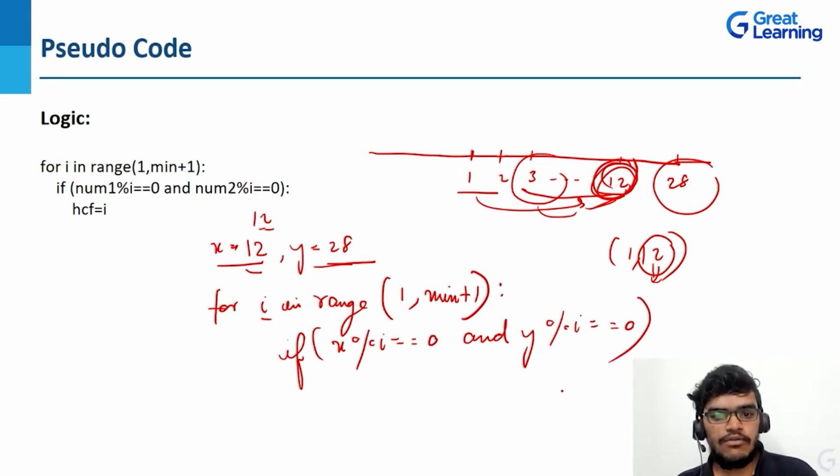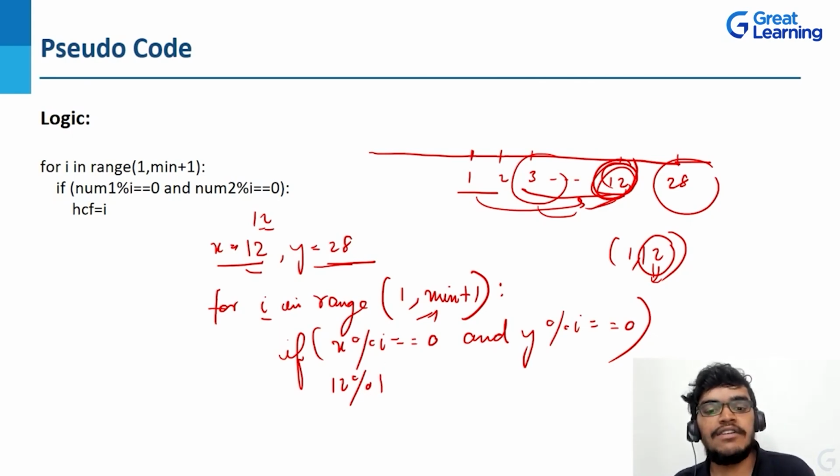Now what will be i here? We know that i will take the values 1, 2, 3, 4, 6 and so on, up to 12, right? The x value here is 12. So the first time it will take 1, and then it will cross-check: 12 modulus 1 is equal to 0.